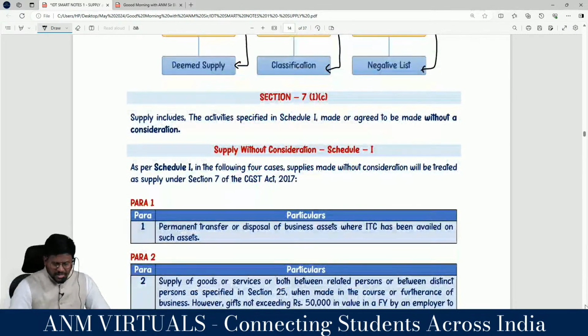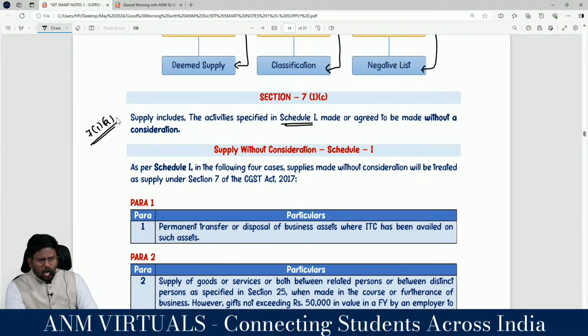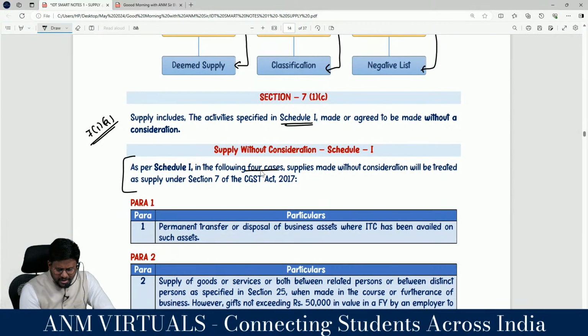If you see section 7 subsection 1 clause C, supply includes the activity specified in Schedule 1 made or agreed to be made without a consideration. Section 7 subsection 1 clause A, supply includes all forms of supply of goods or services or both, such as sale, barter, transfer, exchange, license, lease, rental or disposal, made or agreed to be made for a consideration by a person in the course or furtherance of business. So consideration is mandatory, they said? But Schedule 1 says for 4 activities, even if there is no consideration, it is still a supply. What supply? Deemed supply.